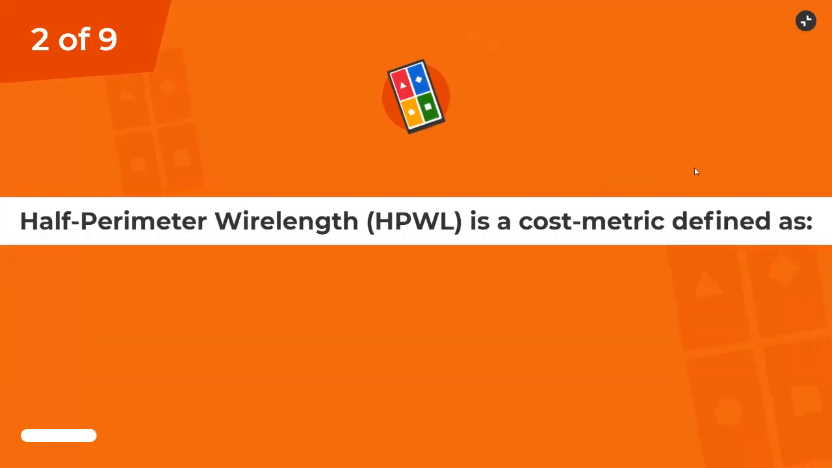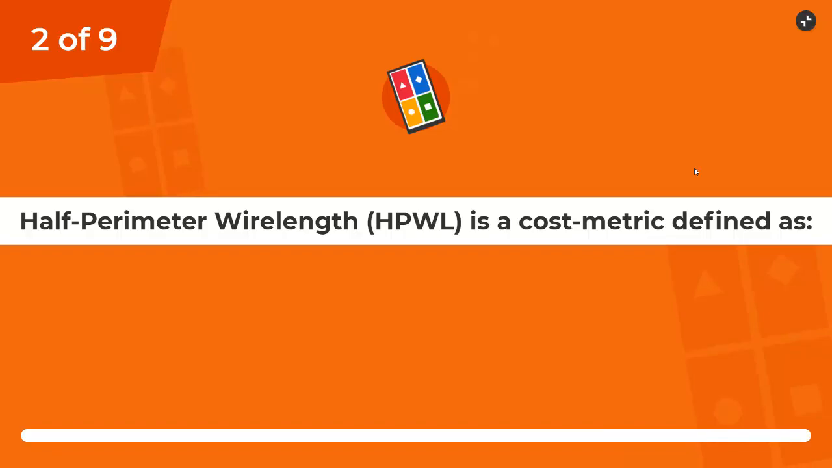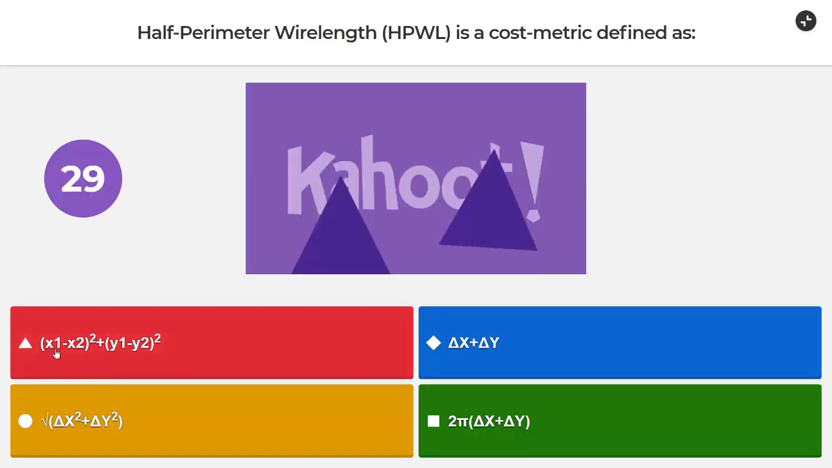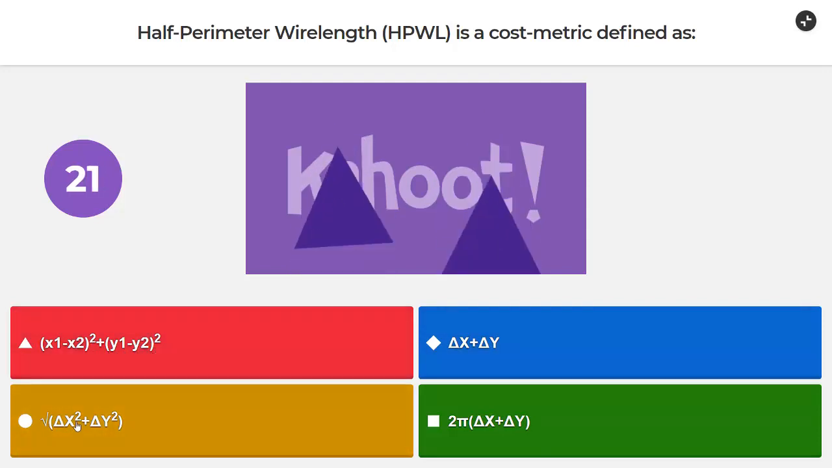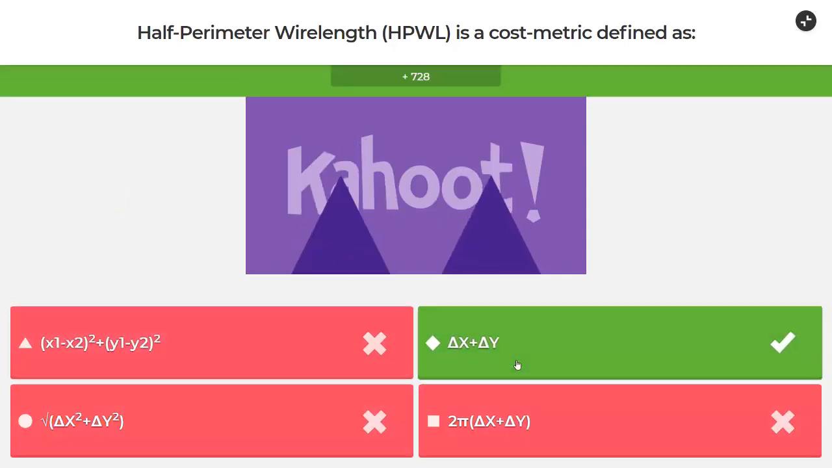So question number 2. Half perimeter wire length, HPWL, is a cost metric defined as: the square root of (x1 minus x2) squared plus (y1 minus y2) squared; delta x plus delta y; the square root of delta x squared plus delta y squared; or 2 pi times delta x plus delta y. And I'm going to go for this one, which is pretty simple.